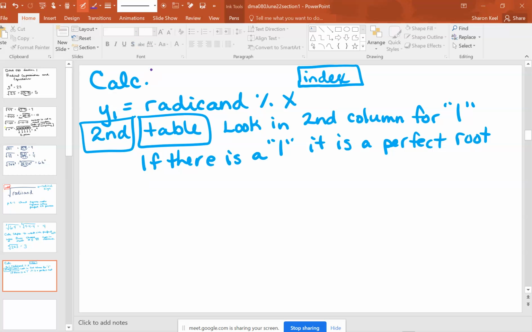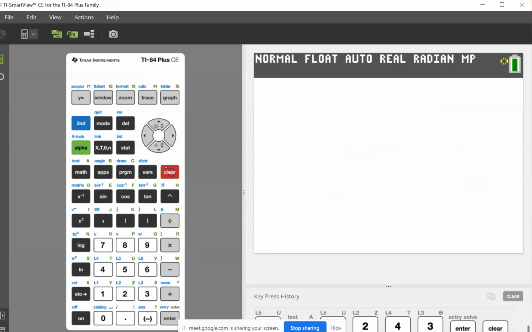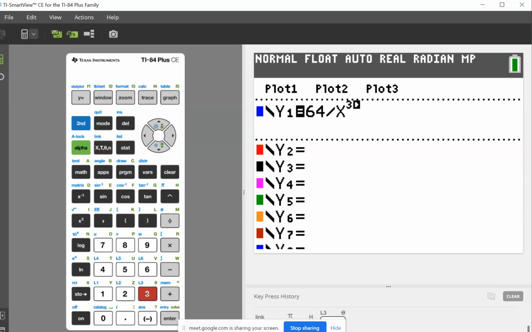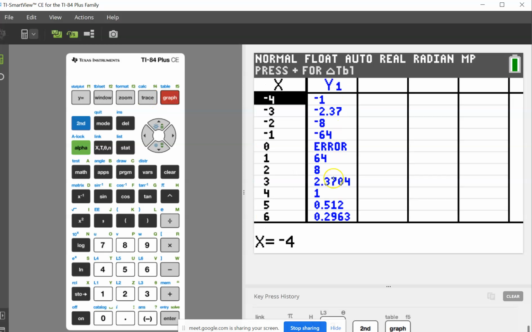So let's do that example first. We just had the cube root of 64, so let's do that one. If everybody will, go to your calculator and go to Y1. Clear out anything you might have there. I'm going to type in 64 divided by x, and I'm going to raise it to my index, which was a 3. Then I'm going to do second, table, and I'm going to look in the second column.